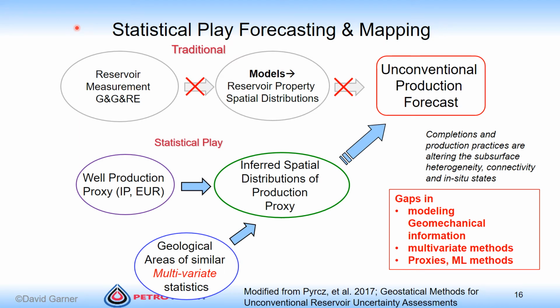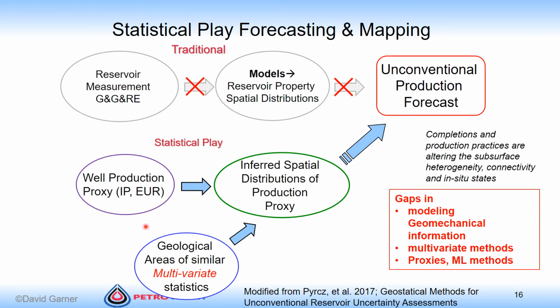Let's discuss the statistical play type forecasting and mapping. So for an unconventional, tight unconventional reservoir, here's that flow that I just showed for the conventional, of a reservoir model being built from our subsurface parameters. There's not a line of sight through this process to that production forecast. So we may take a different approach. But the issue is that the completions and production practices are altering the subsurface heterogeneities and the connectivity and in situ stress states. So in this approach, we could treat it as a statistical play.